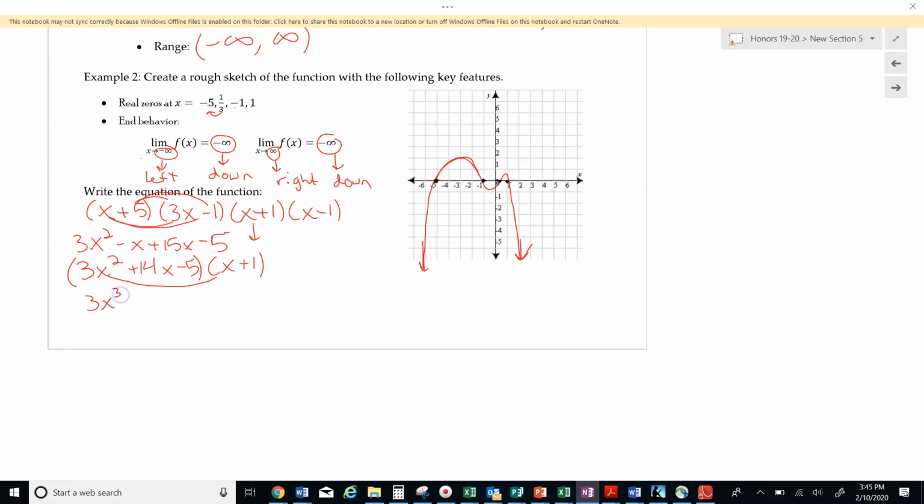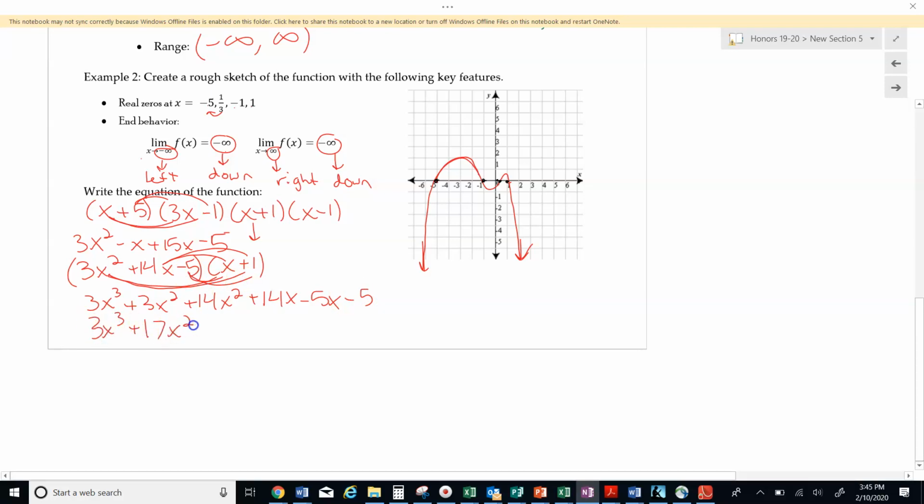3x cubed plus 3x squared plus 14x squared plus 14x minus 5x minus 5. Whew. So again, combining like terms, I have 3x cubed plus 17x squared plus, combining these, I have 9x minus 5.